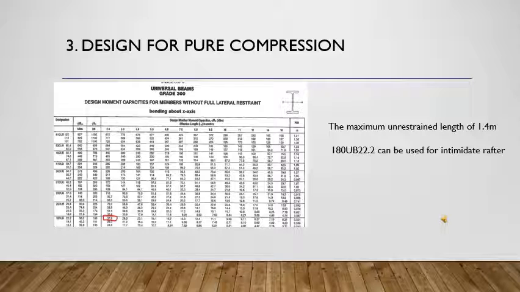The third step is to design the rafter during the first test. Using the capacity tables, we can use 180 UB 22.2, and the capacity is 37, which is more than M equals 19.498.